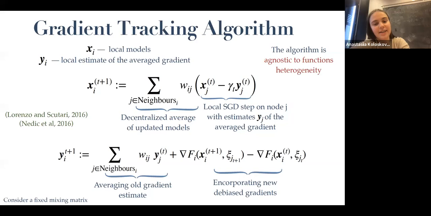If you use a fully connected graph, or you alternate between these local steps, fully connected and disconnected graph, what you recover is not exactly Scaffold, but something very similar. In Scaffold you have this control variate, which is initialized from previous iterations. Here your control variate would be initialized as the first stochastic gradient.